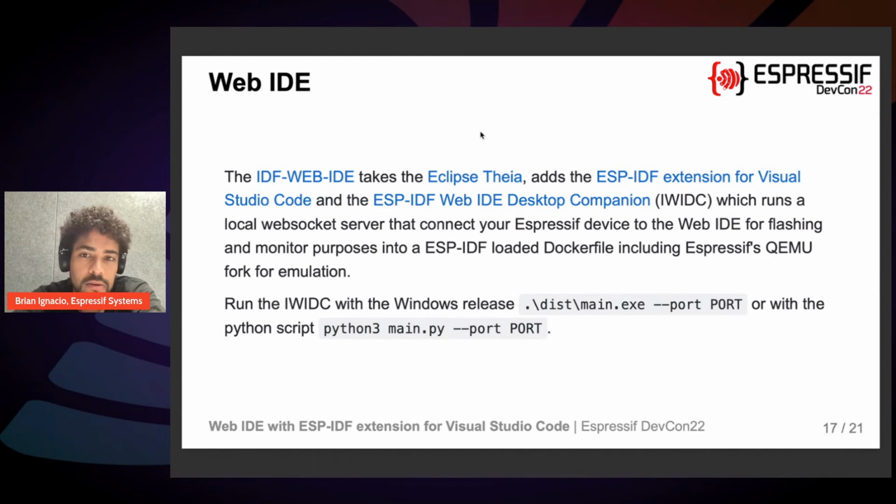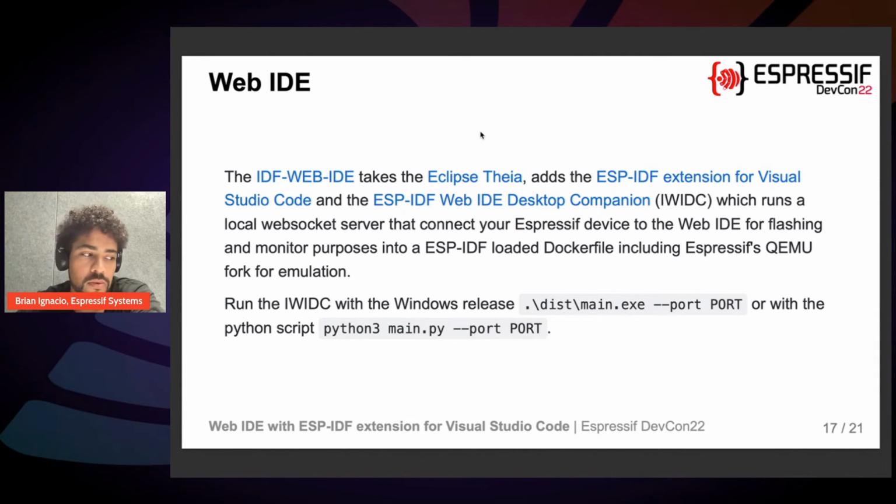The desktop companion allows you, in the case of the web IDE version, to connect to the desktop companion that is running locally on your system. So let's say you open your web browser and you're running the web IDE, but you want to flash your serial device. What you can do is connect to the desktop companion.